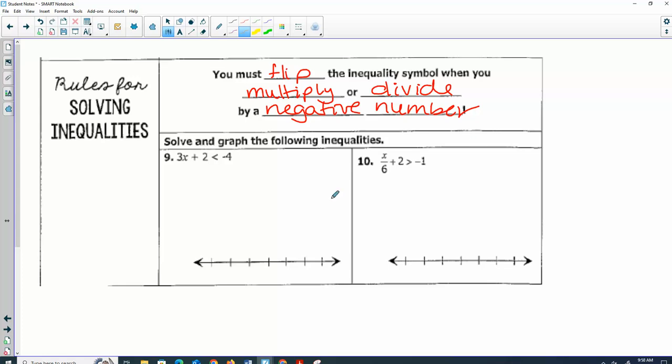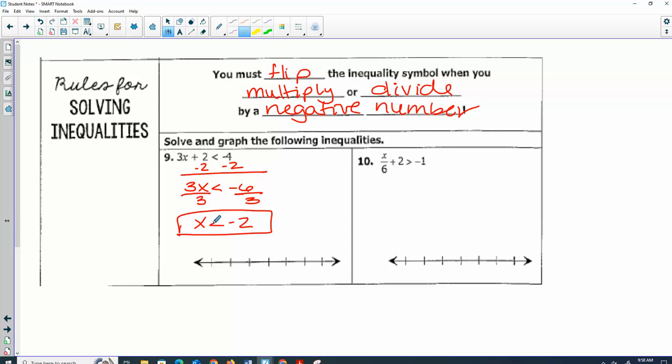So let's solve one. If this were an equation, we've just solved a lot of linear equations, so we should be able to do this. What would we do? Subtract our 2. So 3x is less than negative 6. And then we would divide by 3. Do I flip it? No, because I didn't divide by a negative. So I get x is less than negative 2. That is my solution.